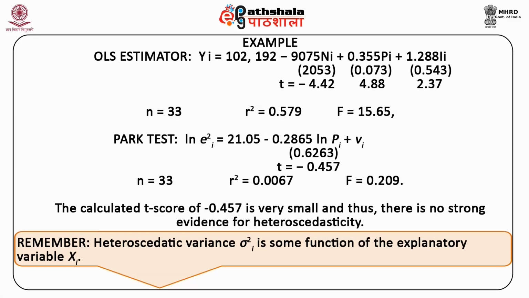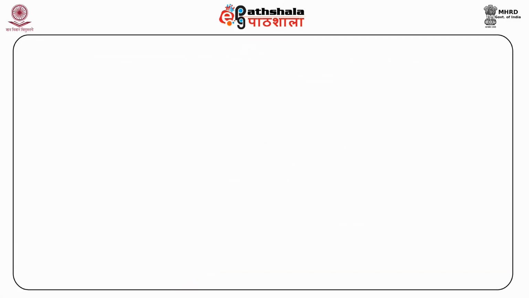Now we use the Park test to check if the residuals give any indication of heteroscedasticity, as a large population, which is denoted by P, clustering in a nearby area might result in large error term variances. Here, in the Park test, we regress the log of the square of residuals on the log of P, denoting the population. The result we find is that there is no strong evidence for heteroscedasticity, as the calculated t-score, which is equal to minus 0.457, is very small.